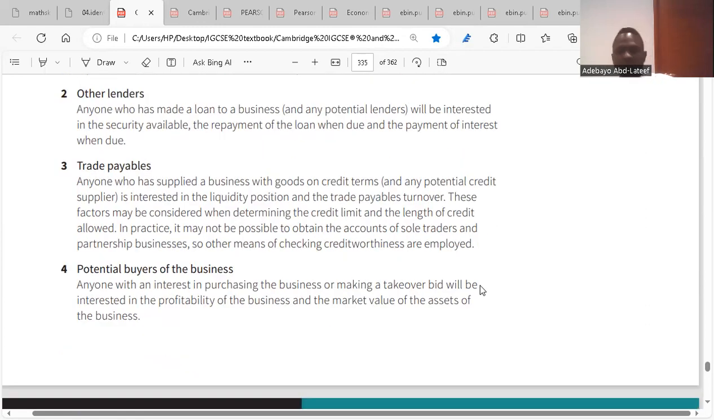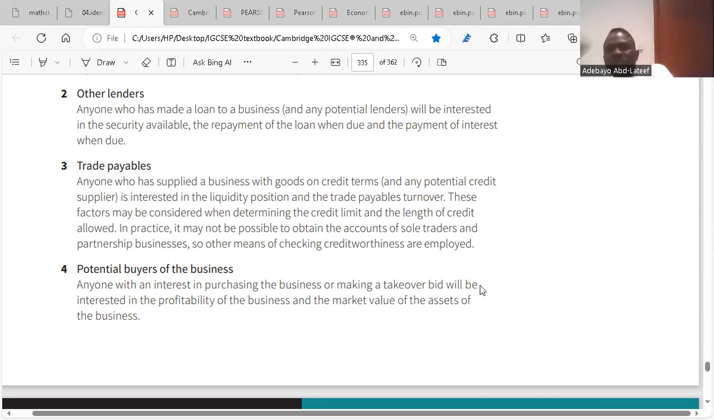Trade payables, your credit suppliers, why do they need to know about your financial statement? Anyone who has supplied the business with goods or credit is interested in the liquidity position and the trade payables turnover. These factors may be considered when determining the credit limit and the length of credit allowed. In practice, it may not be possible to obtain the accounts of sole trader and partnership businesses, so other means of checking credit worthiness are employed.